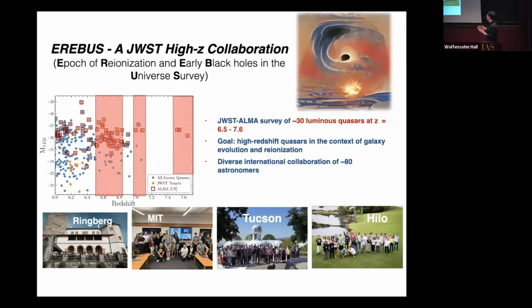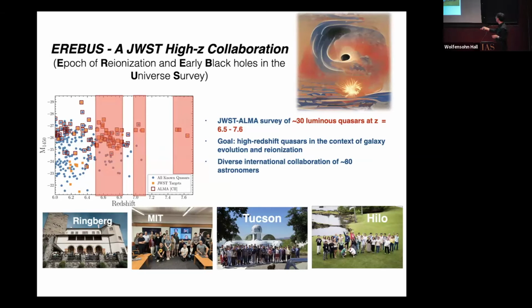So now I'm going to introduce the collaboration that we have called EIGER, which stands for reionization, black hole, and something else. As you know, Erebus is the primordial god of darkness in ancient Greek, so we thought it's a good acronym for black holes and dark ages and that kind of stuff. It's really a JWST and ALMA survey of a fairly large sample of luminous quasars at the reionization epoch. So these are some of the targets, and the goal is to really tie the galaxy, high-redshift quasars, in context of galaxy evolution and reionization.